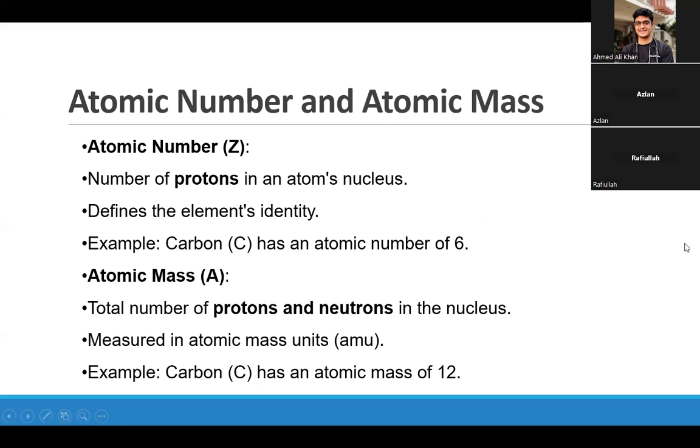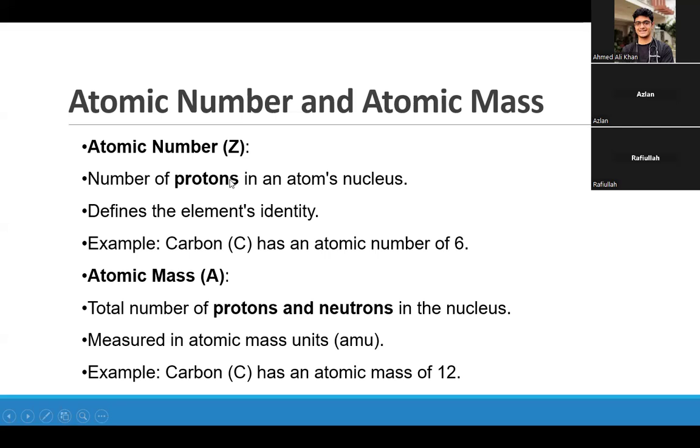No, I just have a question. Why is there a Z in brackets and an A in brackets? Oh, so these are the symbols to denote atomic number and atomic mass. There's literally no deeper sense to it; Z is just the symbol used to denote atomic number, and A for atomic mass.